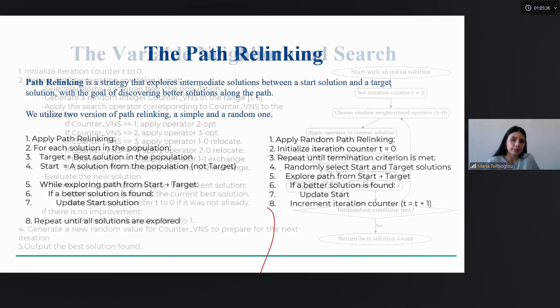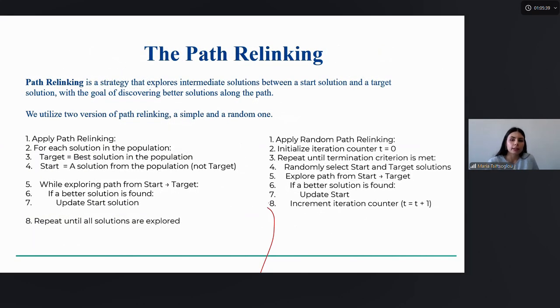Now, path relinking is a strategy that explores intermediate solutions between the target and a start solution, and the goal is to discover intermediate better solutions. Here we utilize two versions of the path relinking. In the first version, the target is set as the best solution from the population and the start can be any other solution. We explore the path between the start and the target, meaning that we try to recompute from the start solution the target solution using one operator. If a better solution is found, then we update the start solution and we repeat until all solutions are explored.